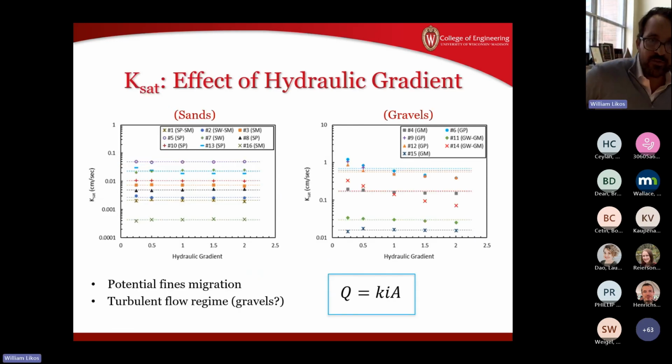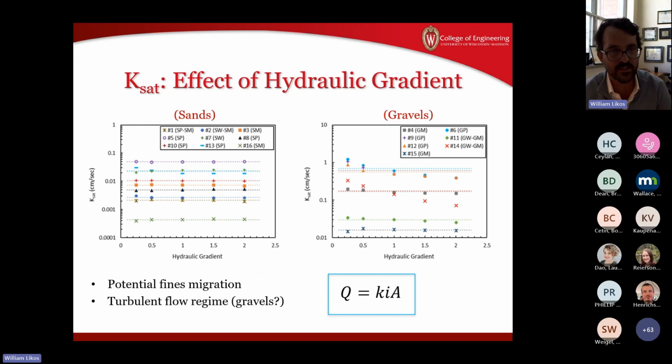Here are some results from hydraulic conductivity testing first, and then we'll look at some results from the soil water characteristic curve testing. This figure separates the 16 materials into the sandy materials there on the left and the gravelly materials on the right. And what we're looking at is saturated hydraulic conductivity as a function of hydraulic gradient. We applied hydraulic gradients ranging from 0.25 to 2 to be representative of typical base applications.